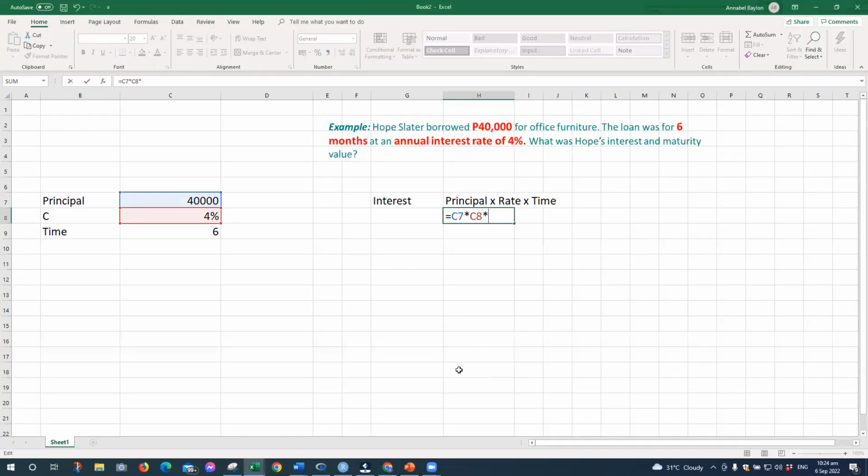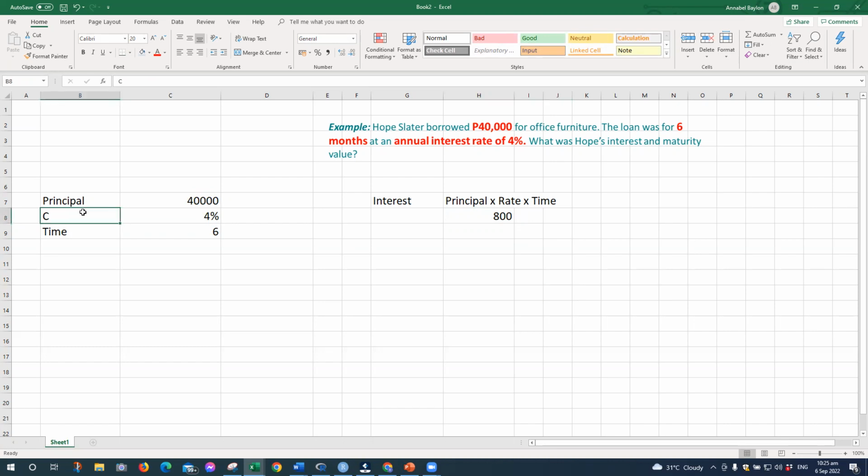Okay, so we're going to multiply this by, okay, we can use this 6, but we have to divide that by the number of months to convert that into year. Okay, so C9 divided by 12, and let's see if this is correct. Yeah, it's 0.5. Okay, so that's 6 over 12. Right? Okay, then, so that's 800.